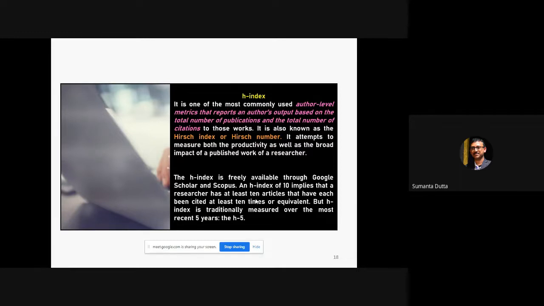Suppose you are an individual researcher and you have published 10 articles, and each has been cited 10 times or more. That is why your h-index or Hirsch index becomes 10. Again, repeating the example: you have published 10 articles, and each is cited 10 times or more. If the h-index equals 0, that means you are an inactive researcher.